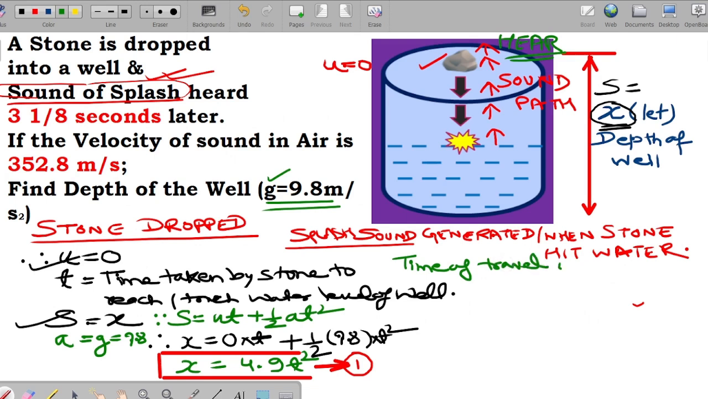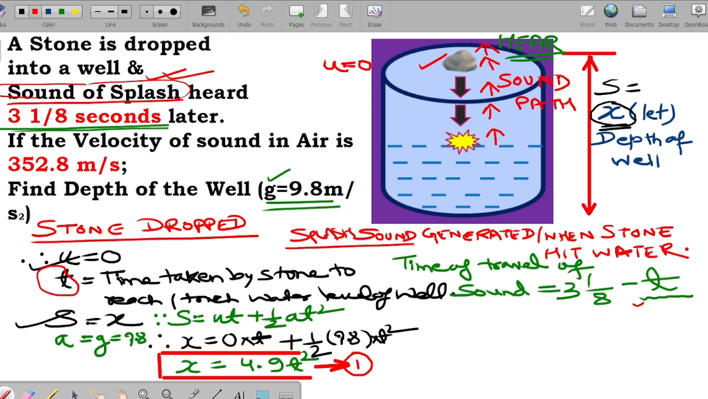definitely it's given that the splash sound is heard after 3 and 1 by 8 seconds after dropping, right? So the total time of journey consists of both the journeys: when the stone is reaching the water level, and again when the splash sound is generated, the journey of the sound till our ear. So the complete duration, the entire cycle of time, is given as 3 1 by 8 seconds. Then the time taken by the sound will be equal to 3 1 by 8 minus t.